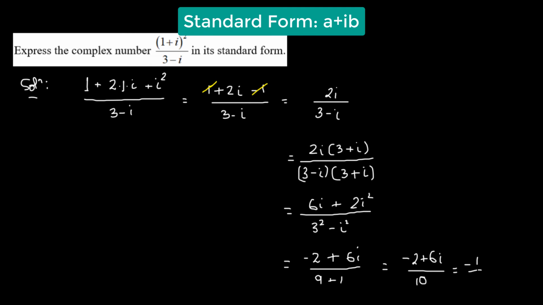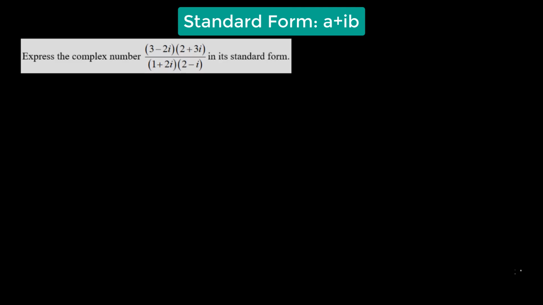After simplification, we should get negative 1 over 5 plus i times 6 over 10, which in the simplified form will be 3 over 5. So this is the standard form of the given complex number. Let us do another problem. So we have to express the given complex number in its standard form.